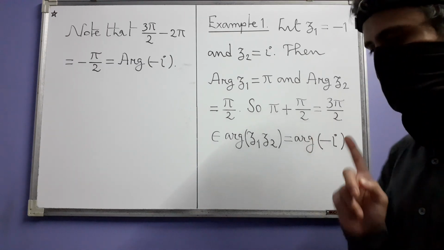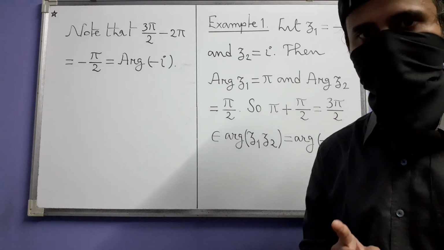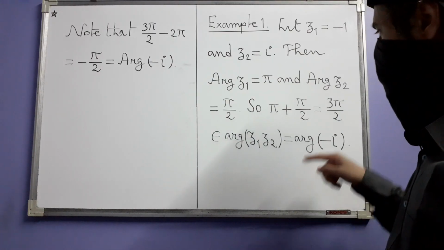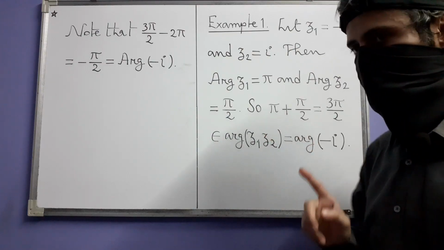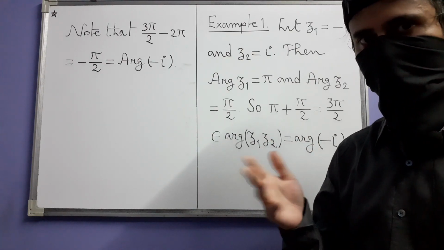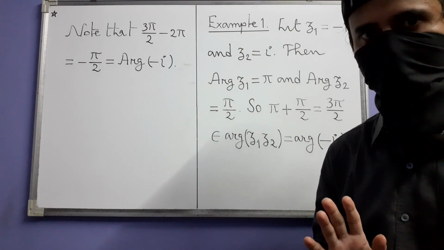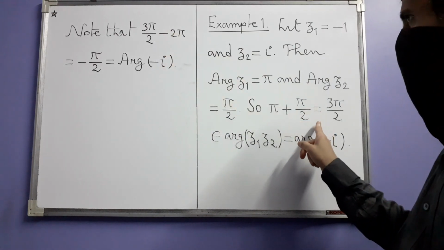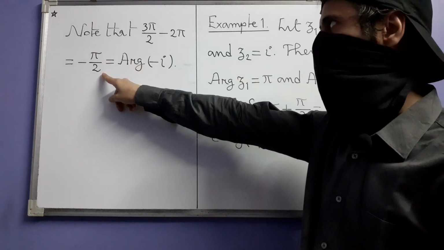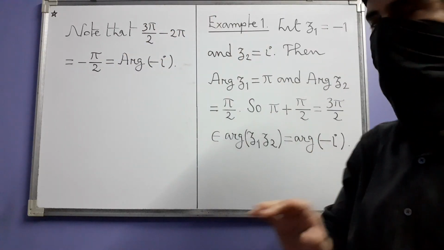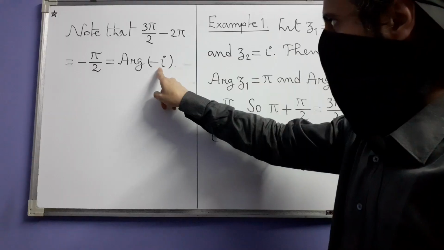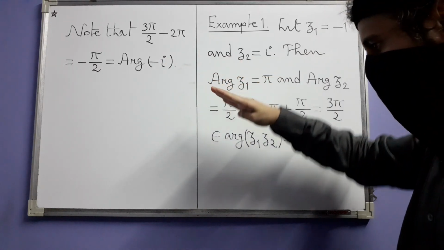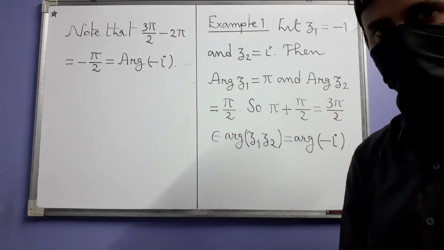Because this is one argument and any two arguments of a complex number differ by an integer multiple of 2 pi. So this and the principal argument of minus I, whatever it is, should also differ by some integer multiple of 2 pi. And it turns out that if you subtract 2 pi from this value, then you get minus pi divided by 2 because 3 pi minus 4 pi. And that is nothing but the argument of minus I because minus I is here. So minus pi divided by 2.